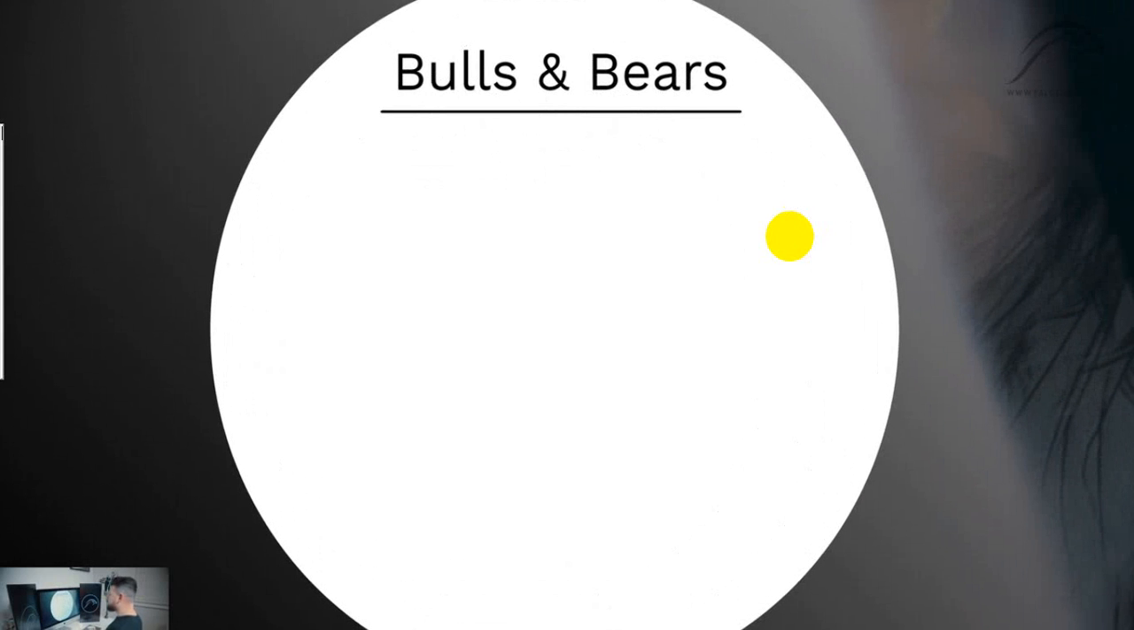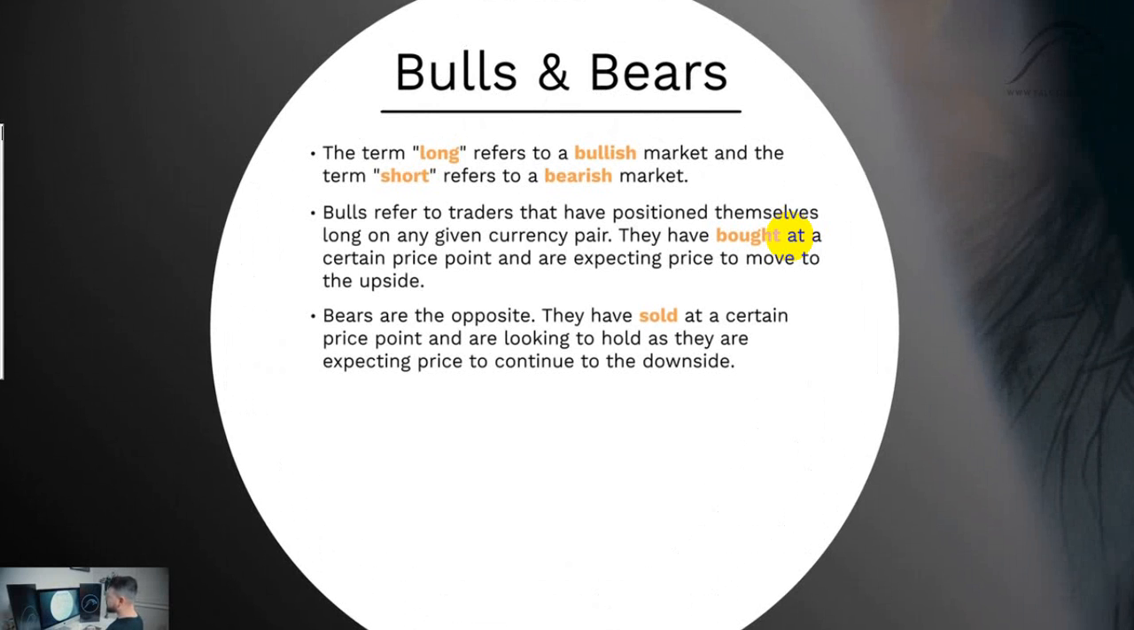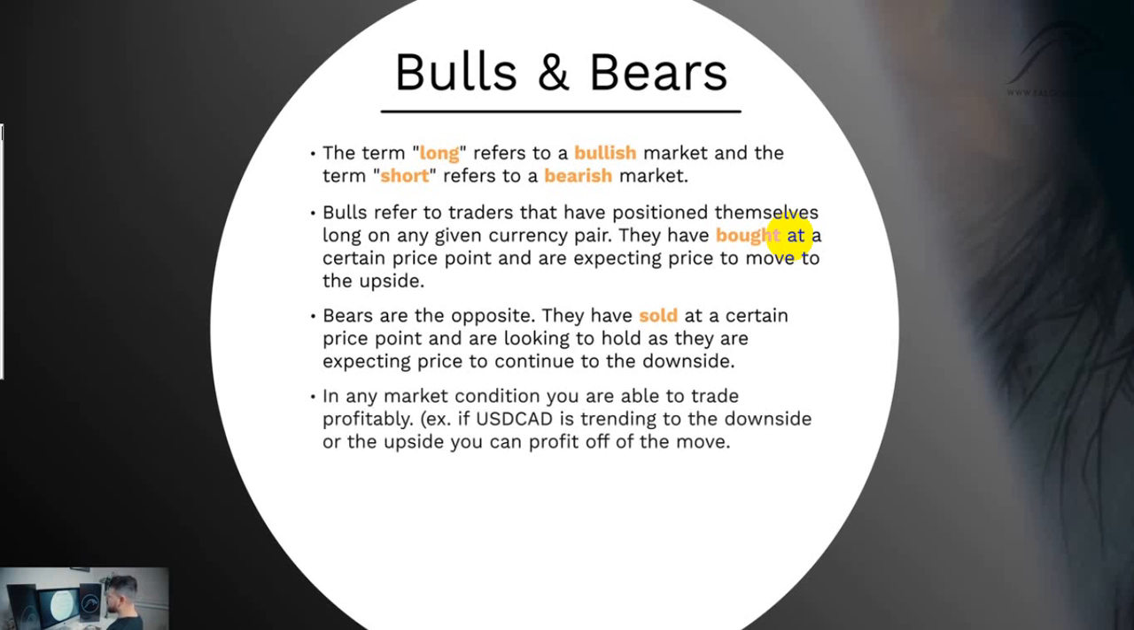So what does this mean? If you're a new trader, these will be new terms to you. Essentially, the term long refers to a bullish market, and the term short refers to a bearish market, so you'll hear this a lot. Bulls refer to traders that have positioned themselves long on any given currency pair, and they've bought at a certain price point and they're expecting price to move to the upside. Bears, however, are the opposite, so they've sold at a certain price and they're looking to hold as they're expecting price to continue to the downside.